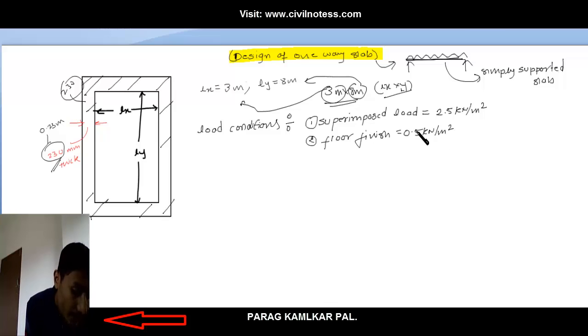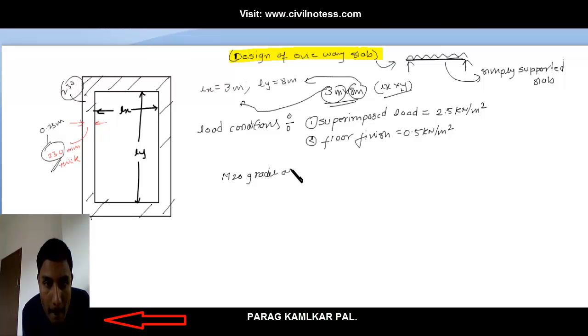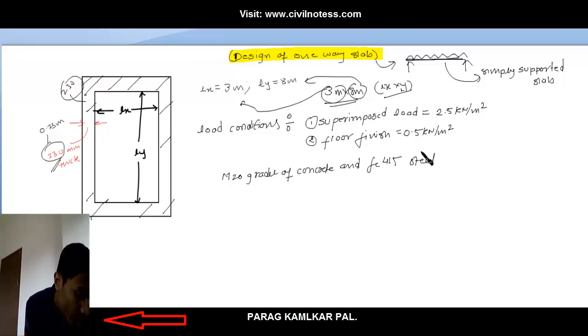Use M20 grade of concrete and Fe415 steel. Now we have to show the reinforcement detailing after the completion of this numerical.